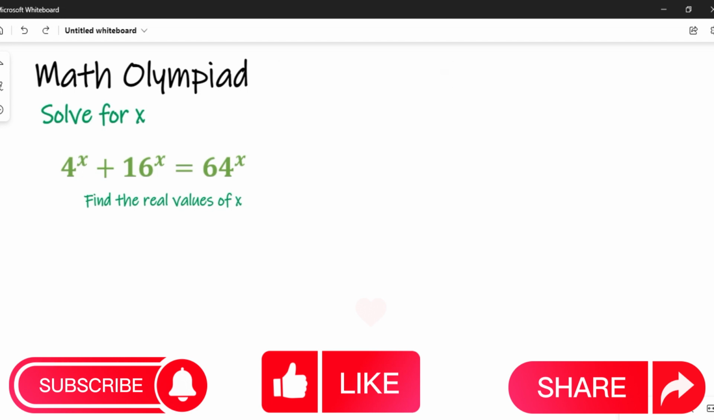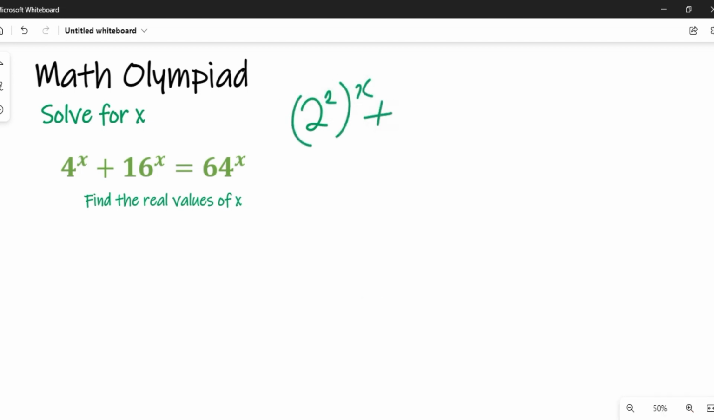We are going to quickly solve this question by simplifying these expressions. If we simplify these expressions, we are going to get (2^2)^x plus, remember 16 is what? (8 times 2)^x, and that will be equal to 64, which is going to give us (8^2)^x.